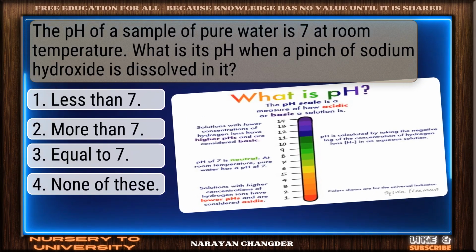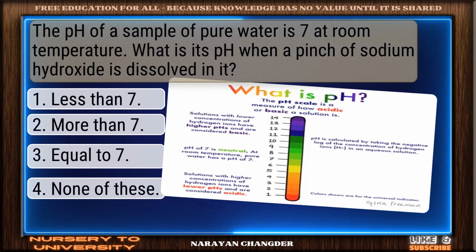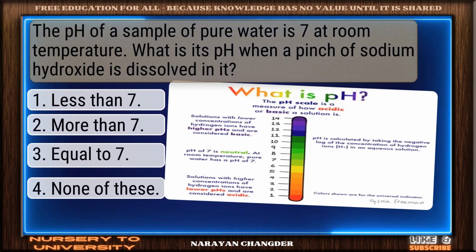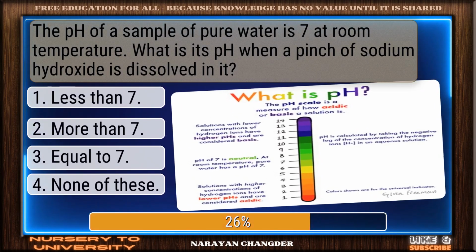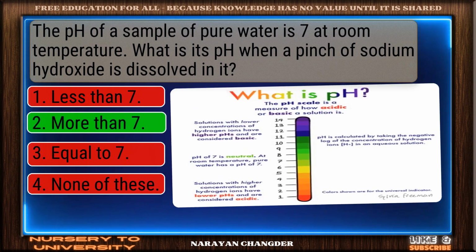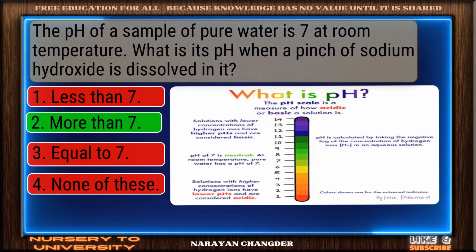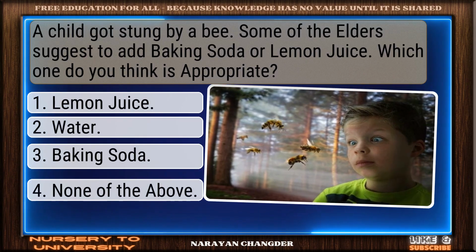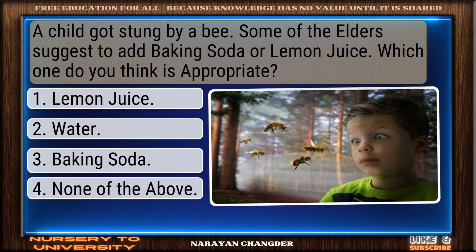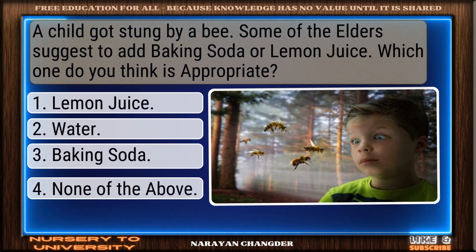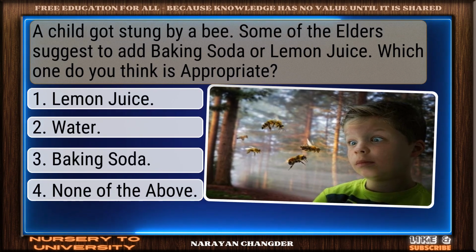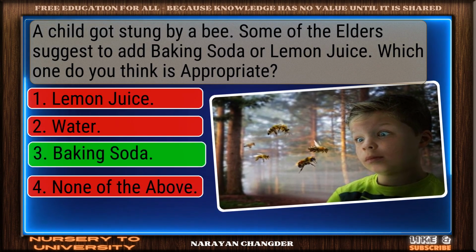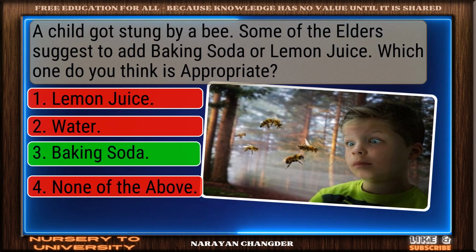The pH for a sample of pure water is 7 at room temperature. What is its pH when a pinch of sodium hydroxide is dissolved in it? Great thinking. More than 7 is right. A child got stung by a bee. Some of the elders suggest to add baking soda or lemon juice. Which one do you think is appropriate? Perfect. Baking soda is the one.